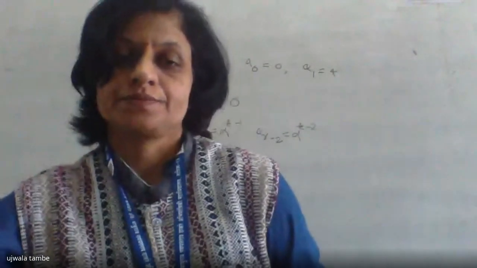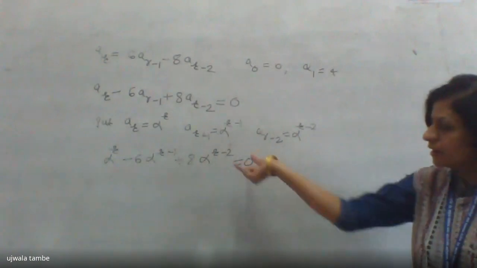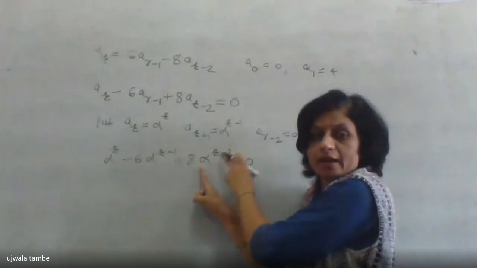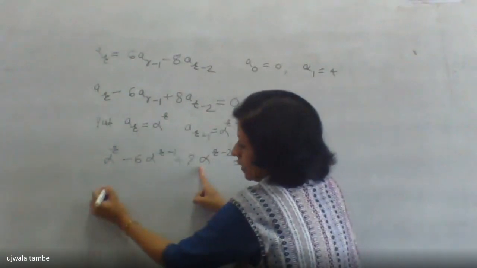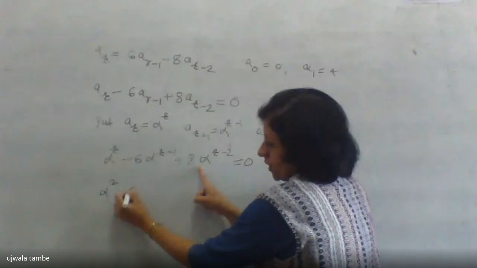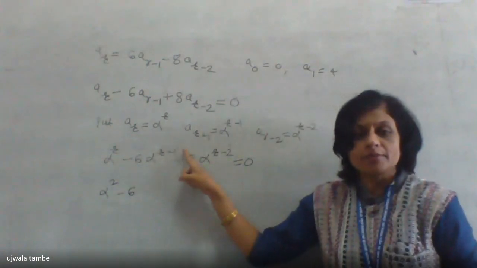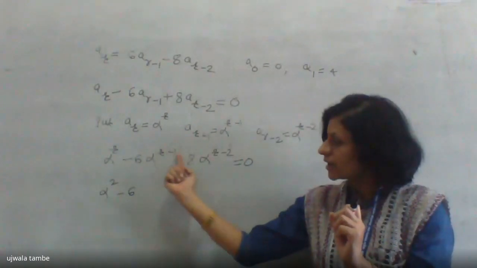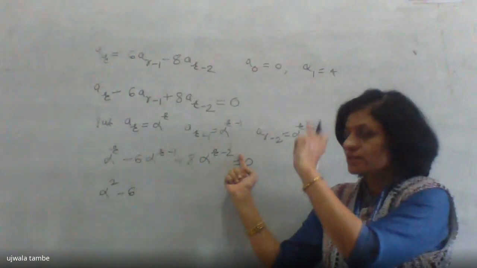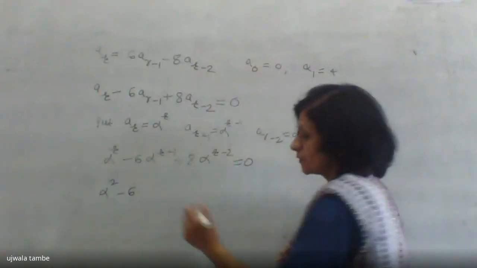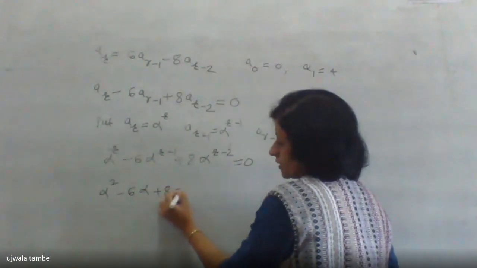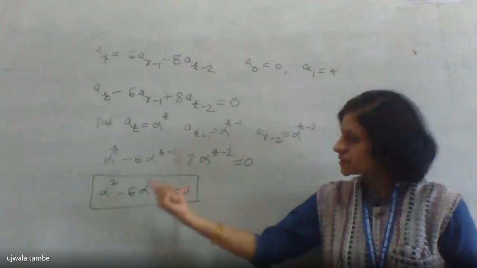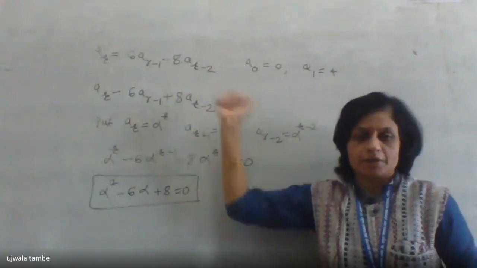Next step is dividing throughout by alpha raised to r minus 2. That is alpha raised to r divided by alpha raised to r minus 2, we get alpha square. Minus 6 alpha raised to r minus 1 divided by alpha raised to r minus 2. Base same, so the powers are subtracted: r minus 1 minus r plus 2. Plus r minus r get cancelled, minus 1 plus 2, that is alpha. Plus 8 is equal to 0. We get the characteristic equation of the homogeneous equation.